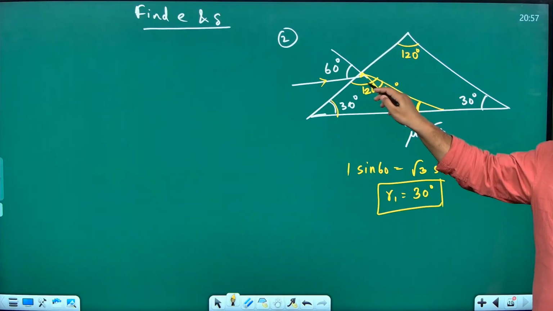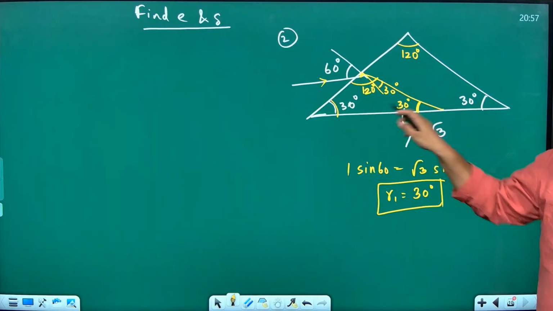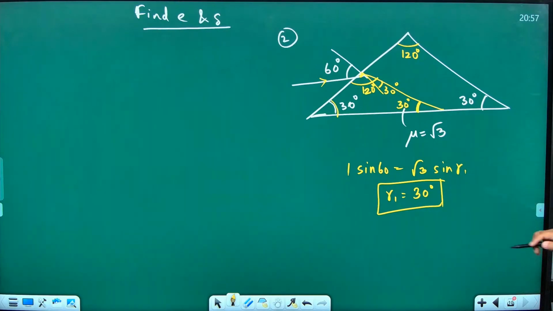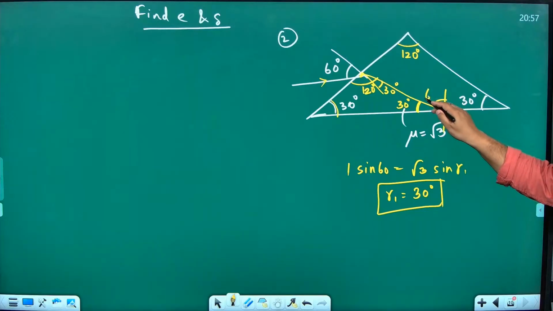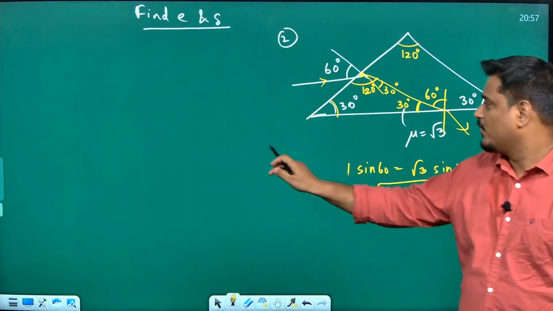This was 90. This is 30 we got. This totally will be 120. This was 30. This will become 30. And now I am going to draw a normal. Okay. What is this angle? What will you do now? You will find Snell's law using this angle, isn't it? Let us try it.